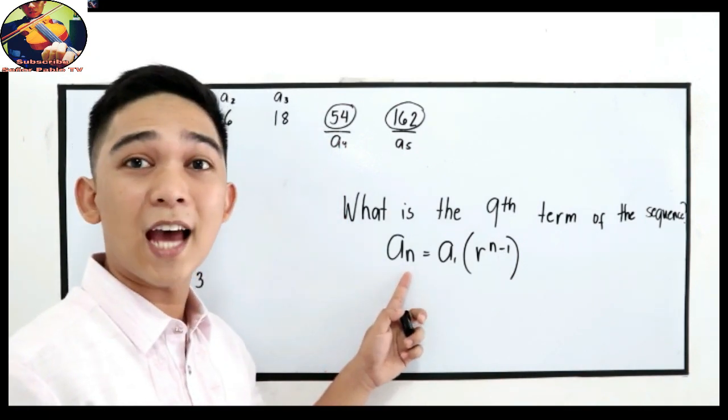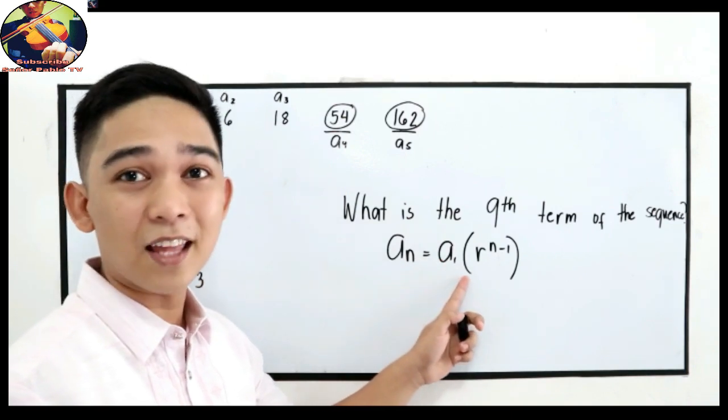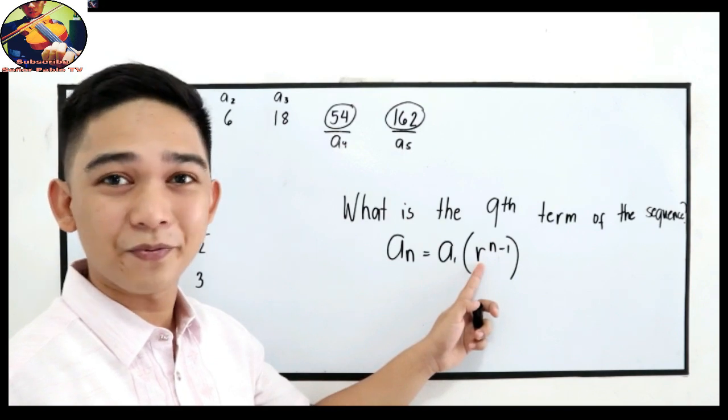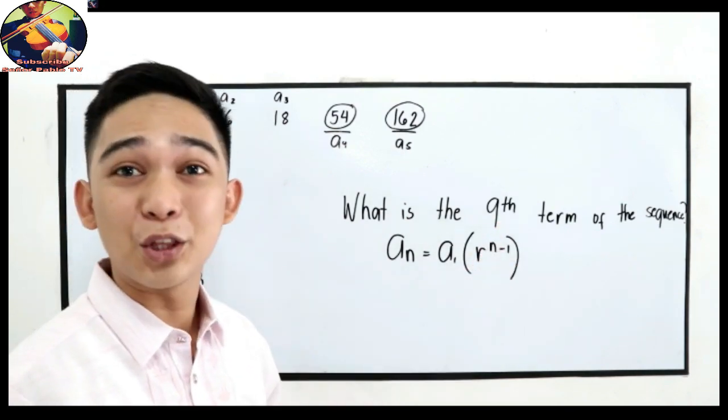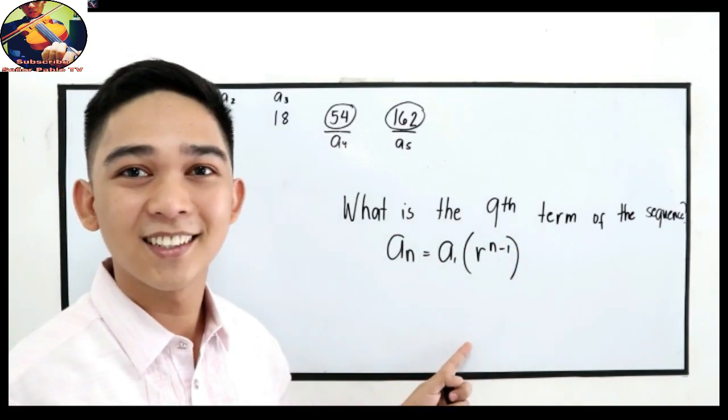An, ito yung hinahanap nating term, the nth term. A1, that means the first term. R is the common ratio. And n, yung hinahanap nating term. So, kunin natin si ninth term gamit yung formula.